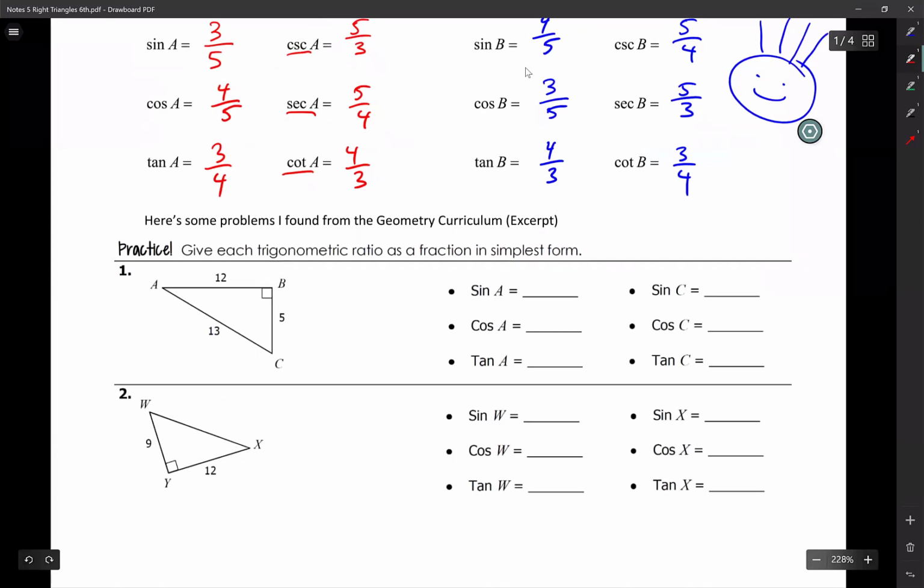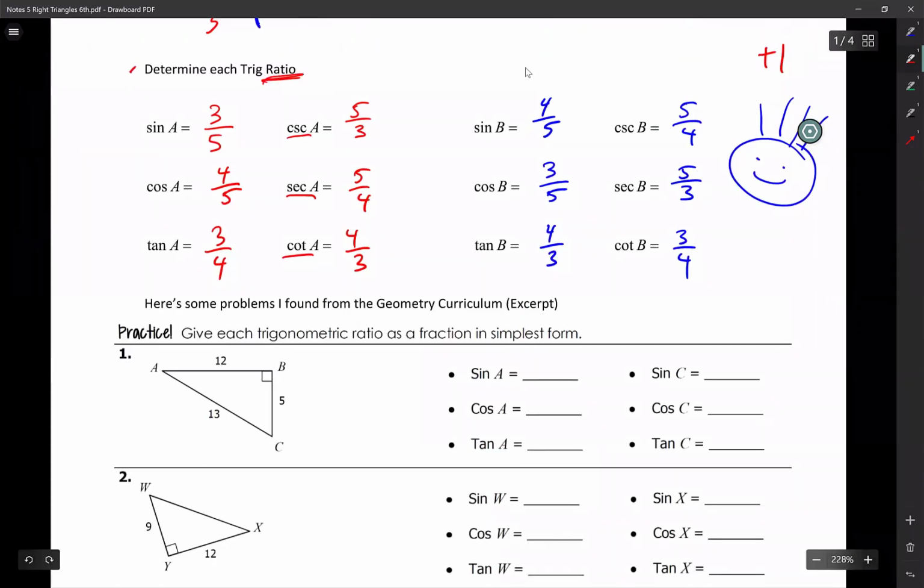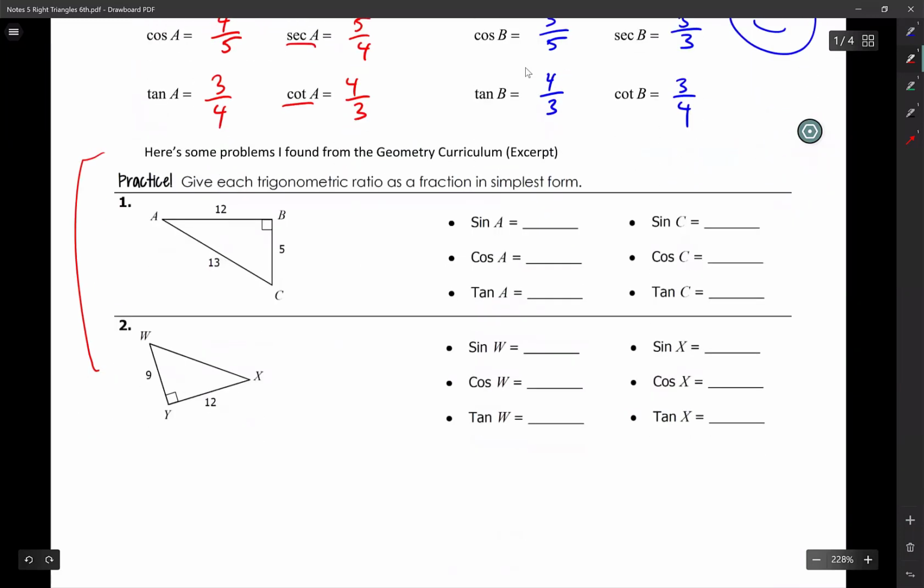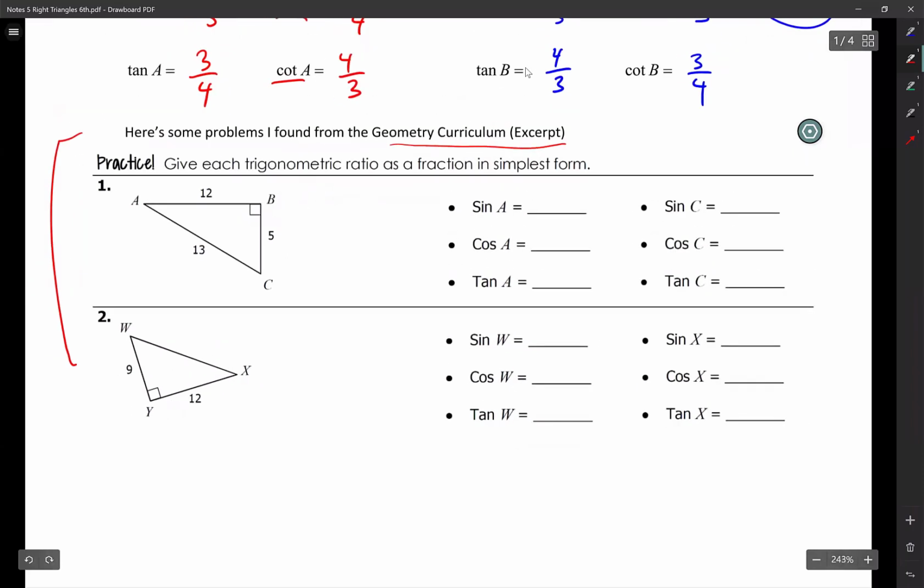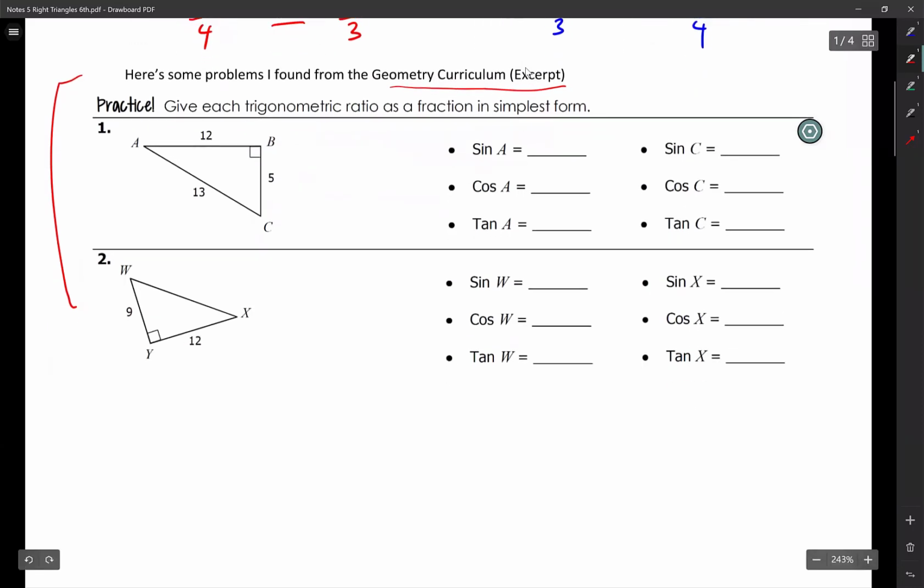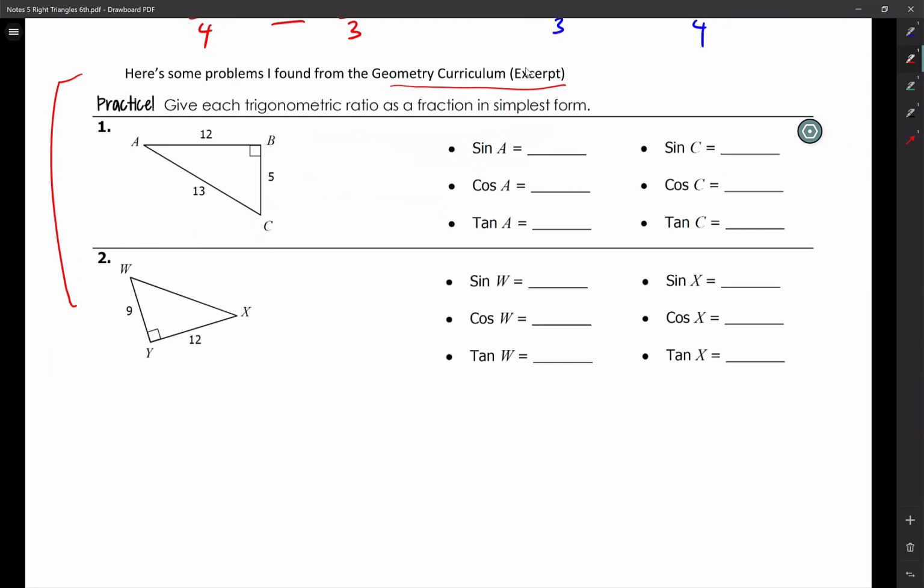I'm not sure. If you notice, the font here is totally different than the font here. That's because I took this from a geometry curriculum excerpt, and I want to give credit where credit is due. I think this belongs to Gene Adams. I think that's who originally wrote the curriculum. And I just took this little snippet there, just these 2 questions. It's the same curriculum that you guys used when you were in geometry. So you probably recognize these questions.